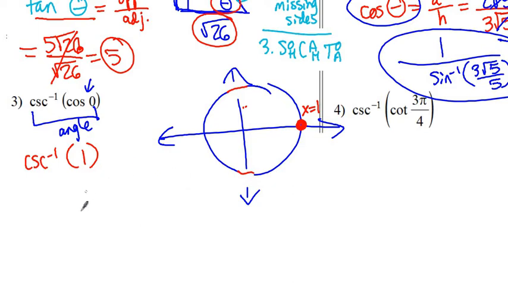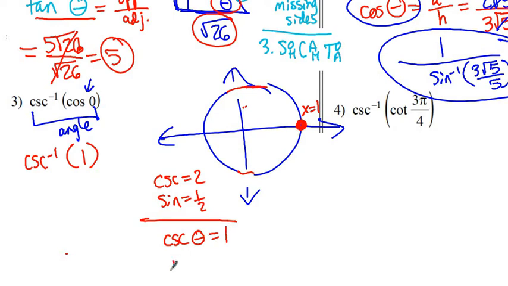Okay, and again, let's think about this. Cosecant is the reciprocal of sine. So we could ask ourselves, if, for example, cosecant is 2, that means sine would be 1 over 2. In this case, we're being asked to find the angle where cosecant is 1. Well, if cosecant is 1, that means sine is also equal to 1, because the reciprocal of 1 is just 1. So we can solve the exact same problem by just taking the inverse sine of 1, because the reciprocal of 1 is the same.